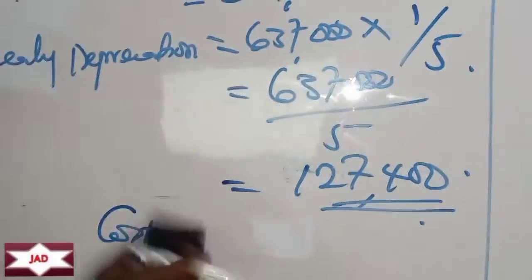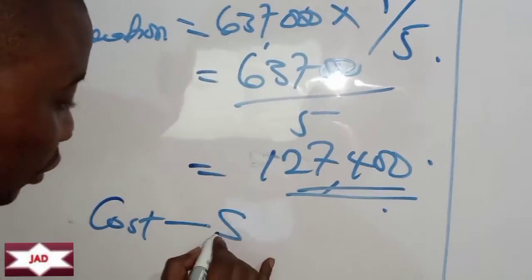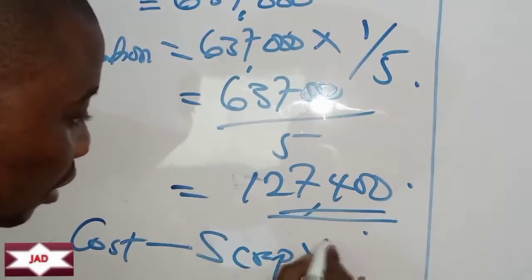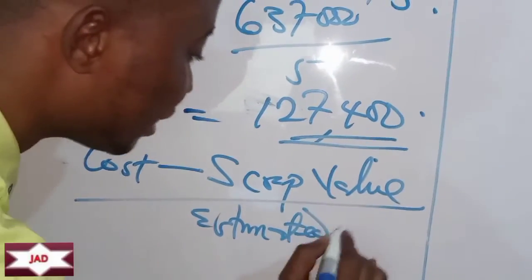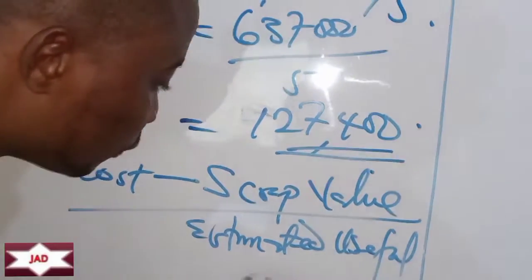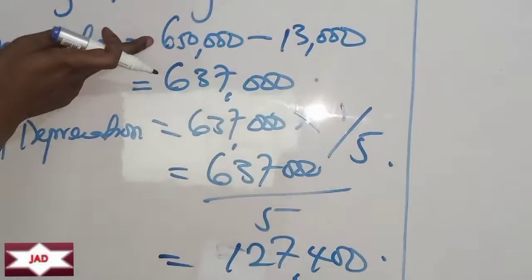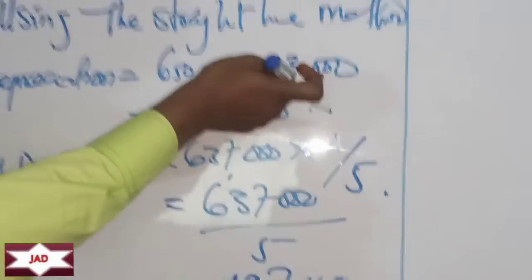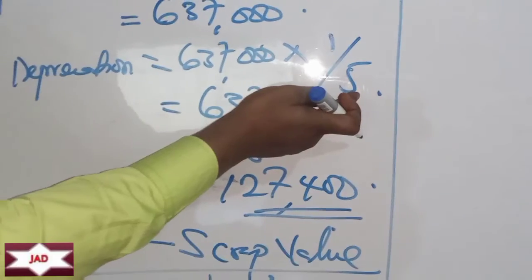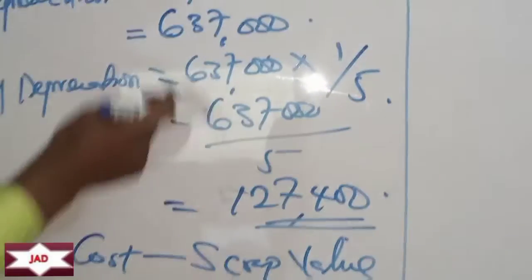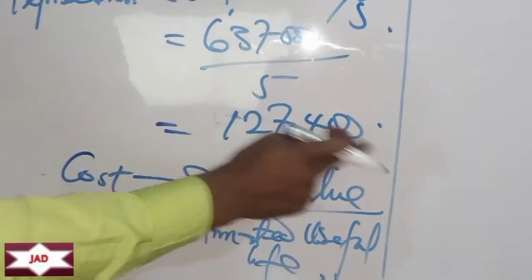So we can simply interpret the approach to be: cost minus scrap value over estimated useful life. So what's the cost? Cost is 650,000. What's the scrap value? Scrap value is 13,000. So what's the useful life? 5 years. So 650,000 minus 13,000 divided by 5. That will give us 127,400.